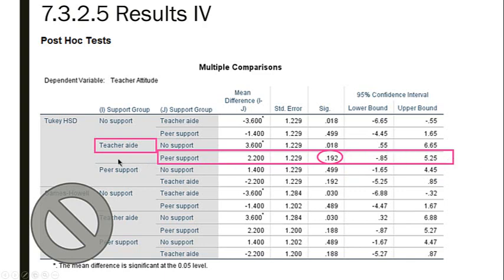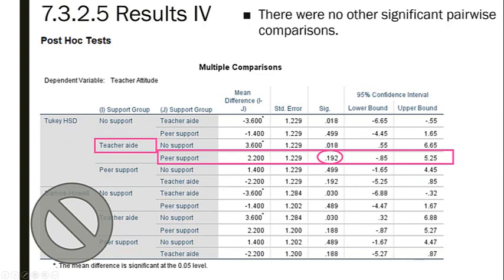So the teacher aid score could be as much as 0.85 lower than the peer support score, or as much as 5 points higher than the peer support score, based on the evidence that we have collected. So that tells us that that's also not statistically significantly different. And then the rest of the Tukey HSD table, again, is just comparisons we've already looked at, but in the opposite direction. So we've already looked at all 3 possible comparisons.